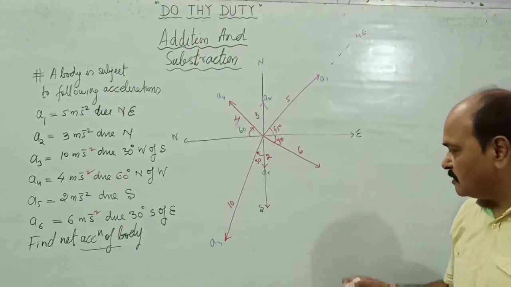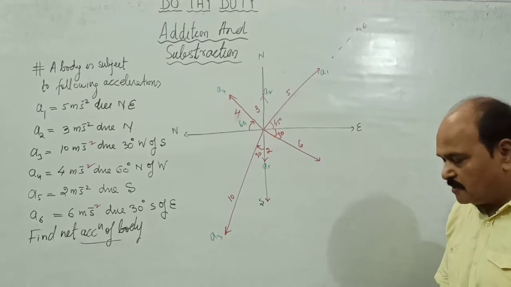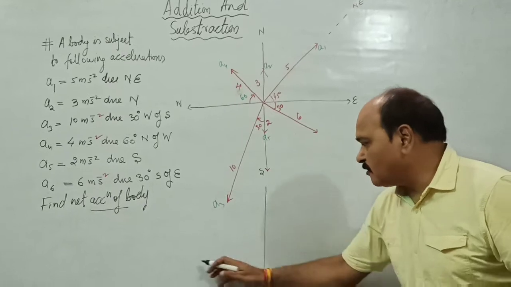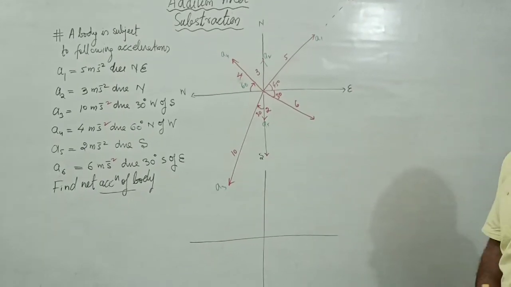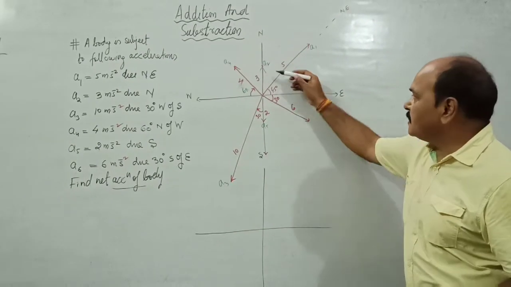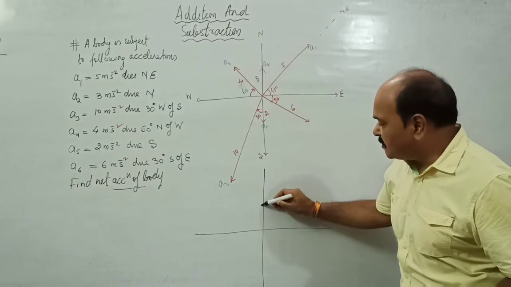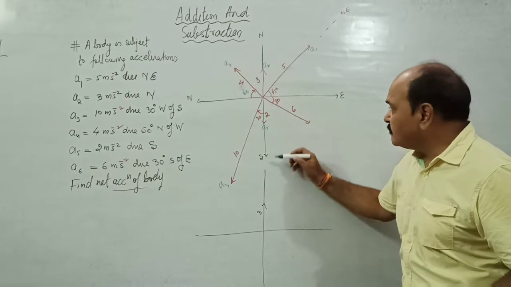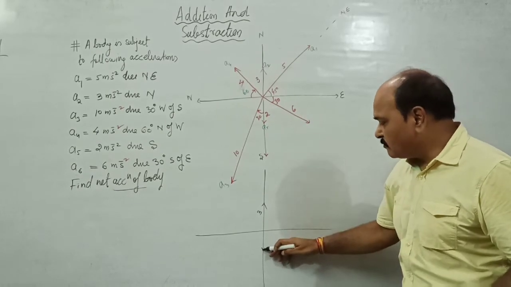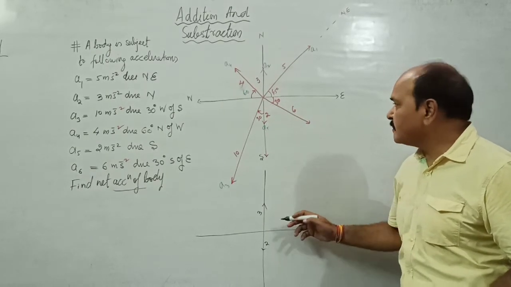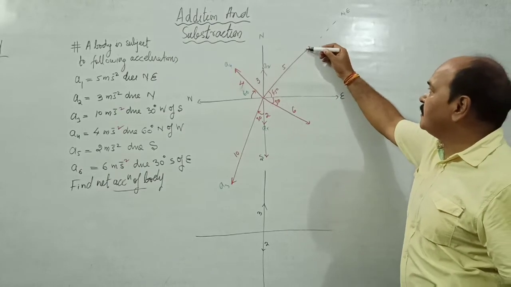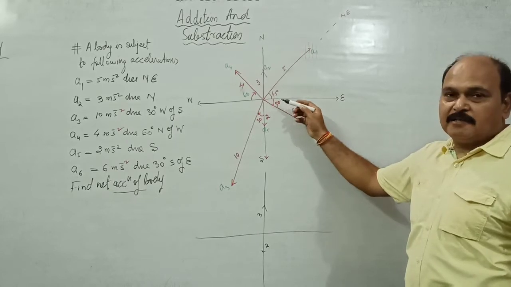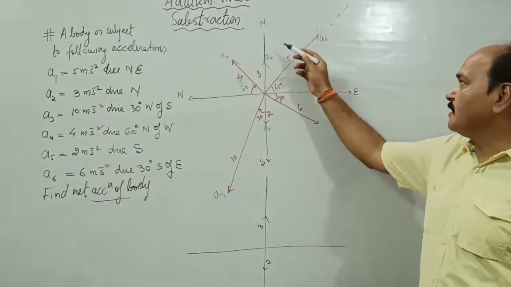Now see the resolution. We keep north, south and east, west as two perpendicular axes. So this A2, which is along the axis, remains as it is. This is A5 along south, that remains as it is. So let us look at this vector. This is 5 unit, at an angle 45 degree from east or 45 degree from north.